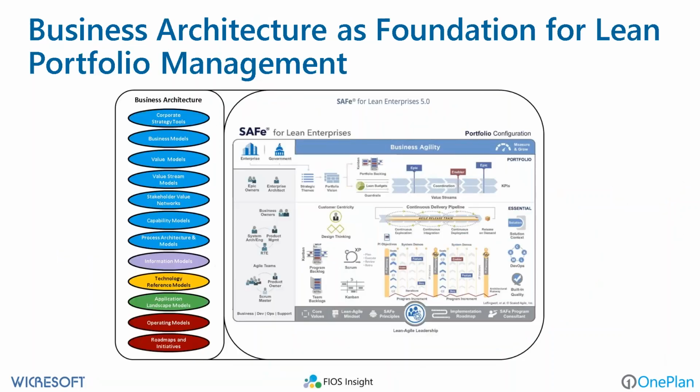From here, what I want to do is make an explicit connection between business architecture as a foundation for lean portfolio management. The items in blue are core components of business architecture. The other items are within enterprise architecture. But what we're going to show is how, if you have a strong foundation within business architecture, you're actually going to have an easier time of implementing lean portfolio management, specifically at the portfolio level, which is really what we want to focus on.